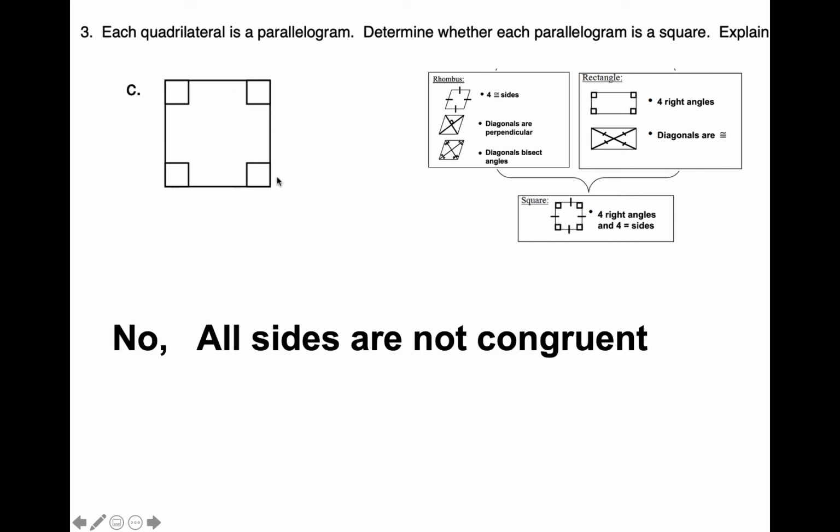For C, we have 4 right angles. So that is a rectangle. But we need something over here from the rhombus. We don't have 4 equal sides. We don't have anything about the diagonals, so we cannot say this shape is a square. Might look like one, but we need the markings to prove it.